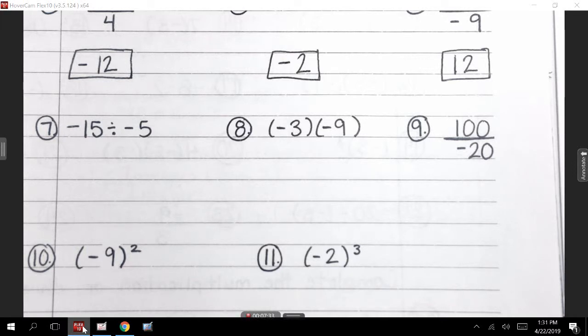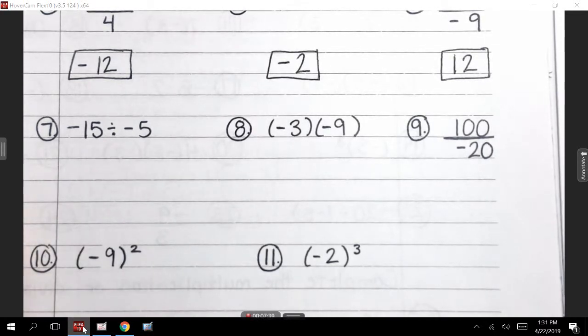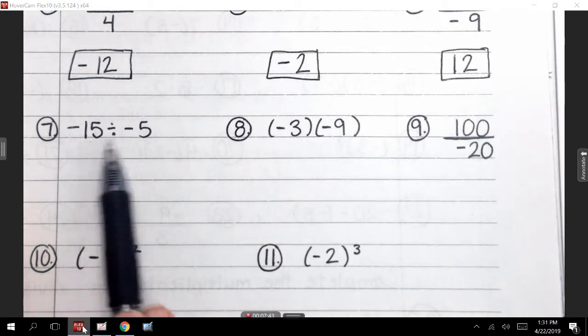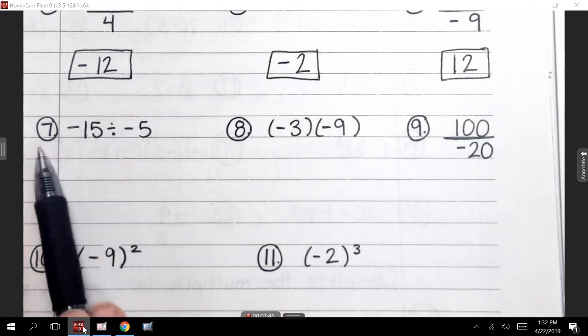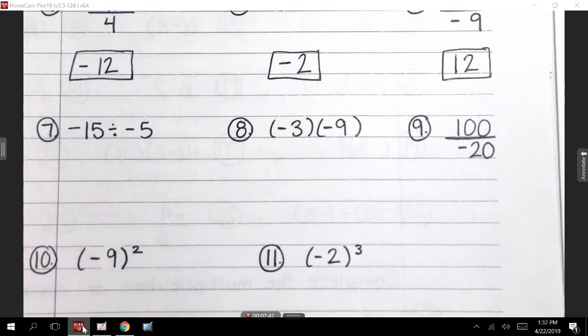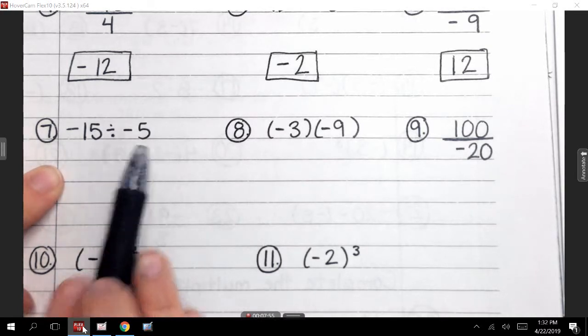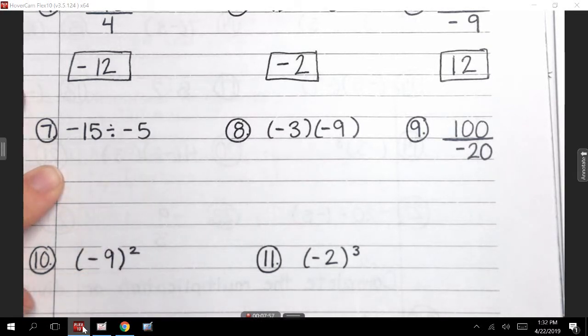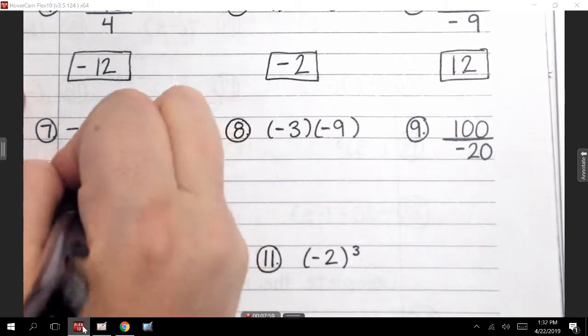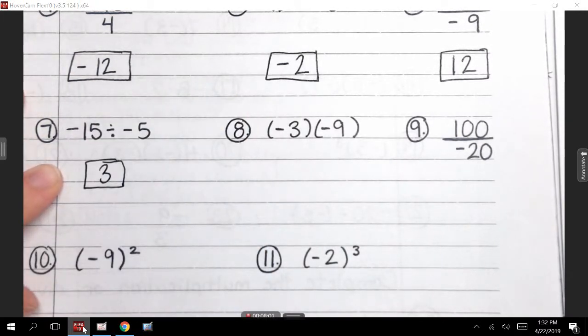On number 7. Sarah, do I have same signs or different signs? The same, because I have a minus 15 and a minus 5. Right? So those are the same sign. So should I have a positive answer or a negative answer? A positive answer, so I don't have to write anything down. And Sarah, what is 15 divided by 5? 3. So that's it. That's all we write. 3. Okay.